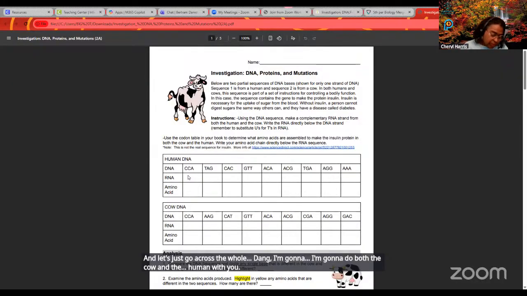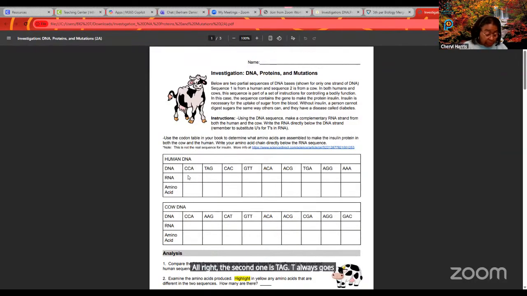All right, the second one is TAG. T always goes with A, so we can put an A there. The A goes with T, but there are no T's in RNA, so that's going to be a U. And the G goes with C. So our next box should be AUC. All right, third box is CAC. So we go on the chart.